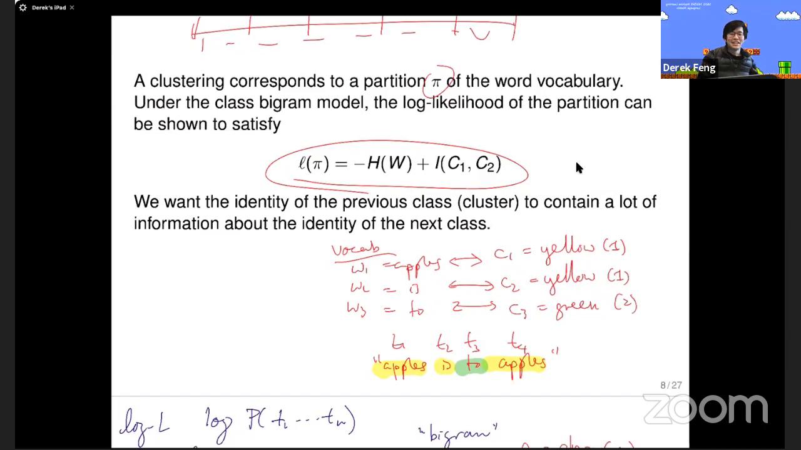Okay. So the takeaway from this slide is that the intuition behind the class-based model is that for a particular partition, the likelihood is given by this equation. Obviously this term doesn't depend on your partition. The only thing that depends on the partition is this guy. And if you remember, this is the average mutual information, right? What that's saying is that I want to pick C1 and C2 such that C1 is very helpful in predicting C2. So this is the whole idea: you want to pick these classes such that, because we're doing a bigram model, the previous class is informative for the next class.